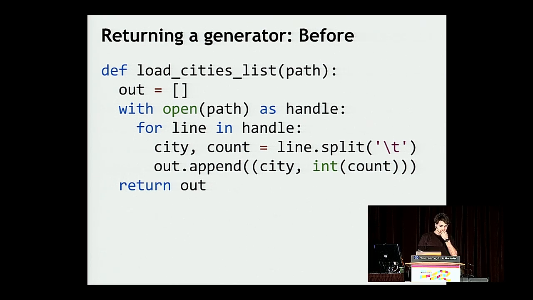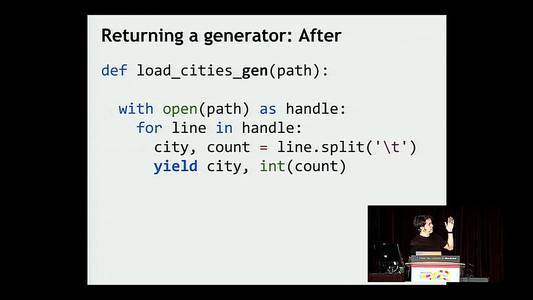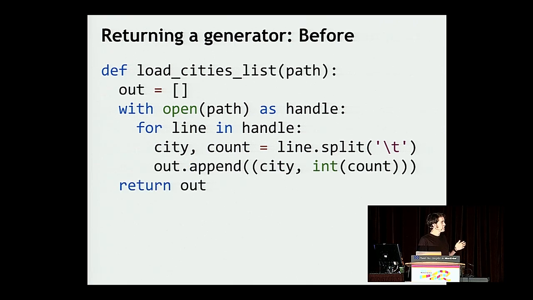So generators are a great solution to this. It's really easy to implement them. Here's the list version, and here's the generator version. What's really interesting is it's actually less code, and it's easier to read. Some people think, oh, generators, those are too complicated for me, I shouldn't use them. But really, it's actually easier.